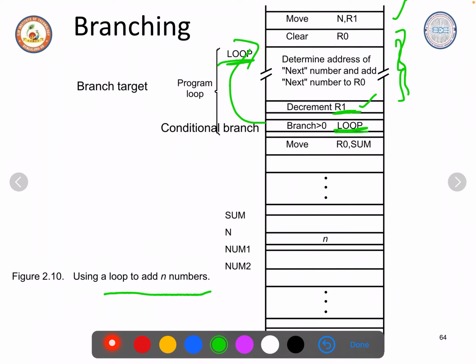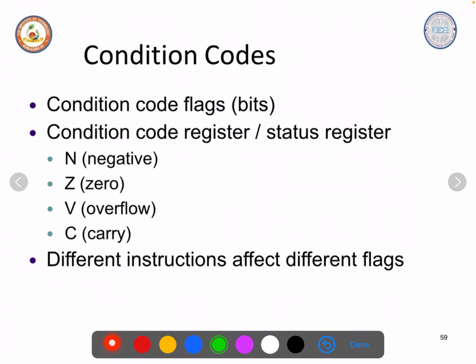Sequential execution, which I am changing by imposing some condition on the branch. So I am checking the condition. If that condition is true, then I will go to a branch label called loop. Otherwise not. To check a condition, we have conditional codes or conditional flag bits. There are 4 conditional flag bits supported by the ARM processor: negative, zero, overflow and carry.